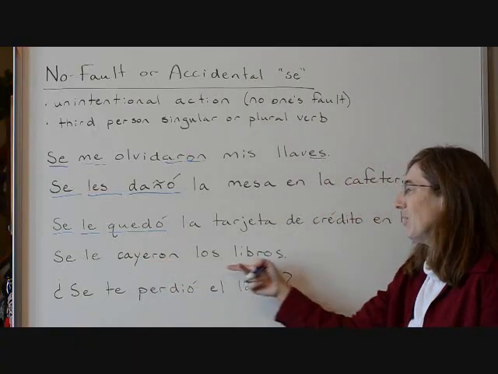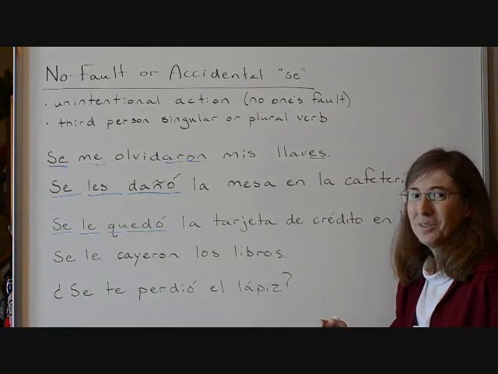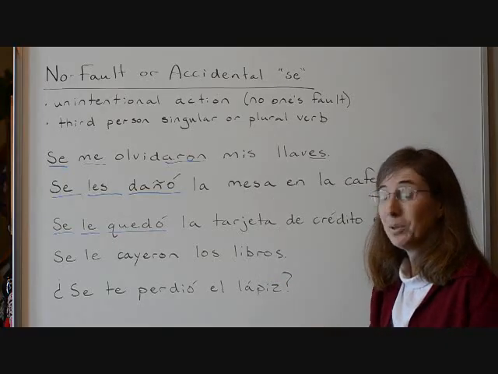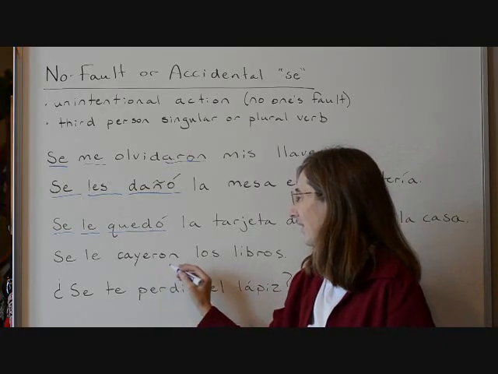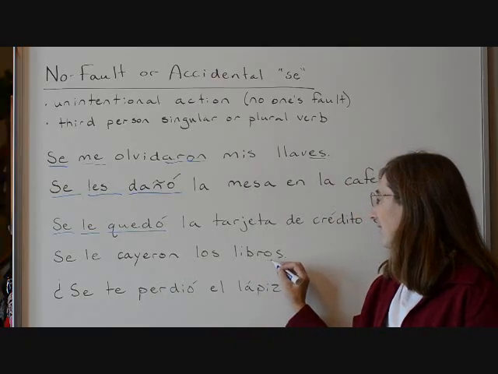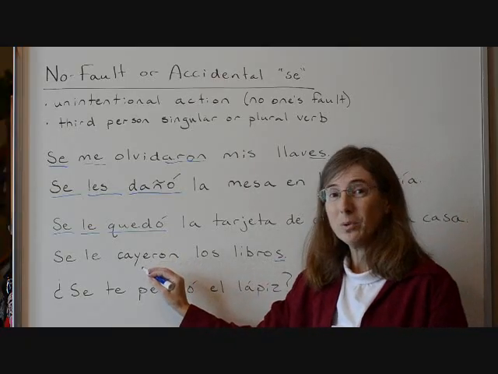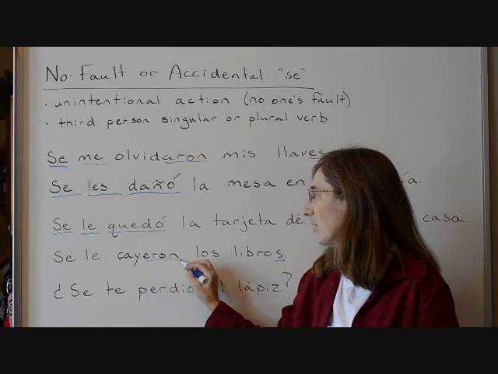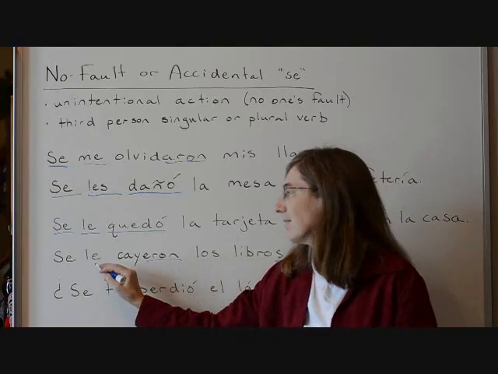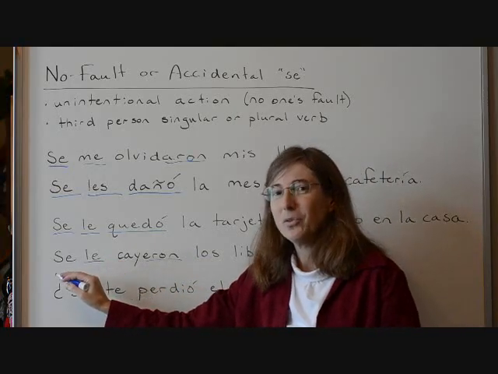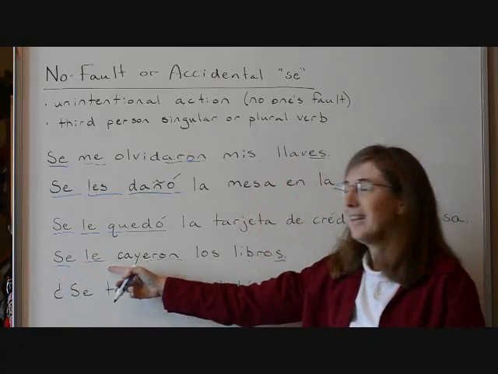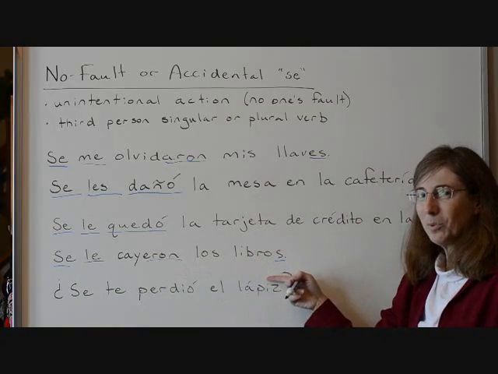Se le cayeron los libros. The books fell and it happened to her. Libros is plural. So we have plural cayeron. It happened to her. And it wasn't her fault. Se le cayeron los libros.